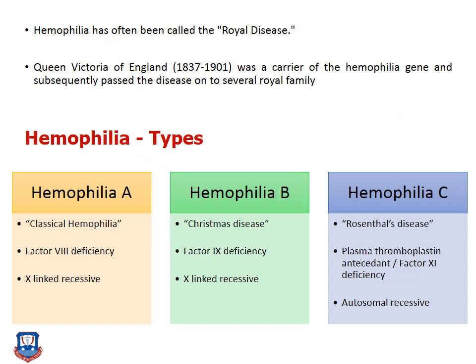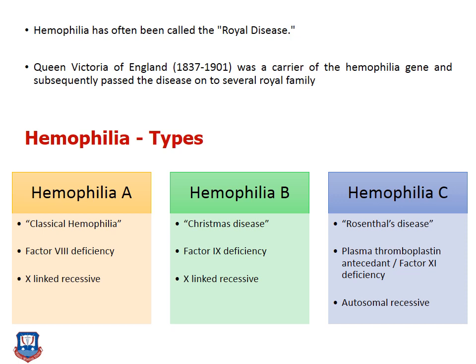It's also called the royal disease. Queen Victoria of England was a carrier of the hemophilia gene and subsequently passed the disease on to several royal family members. So this is the history that we know about hemophilia.